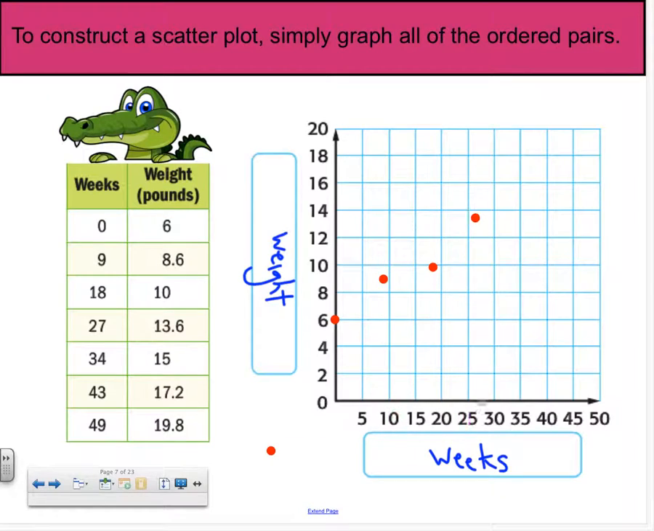34 weeks, we were at 15. So something like that. 43, 17.2. So maybe right about there. And then after 49 weeks, the baby alligator weighed almost 20 pounds. So there we have a scatter plot. We have simply taken all our ordered pairs and put them on the graph. Now, what can we do with the scatter plot?